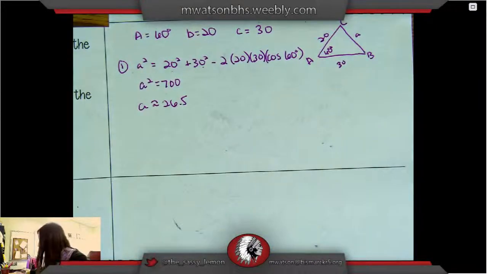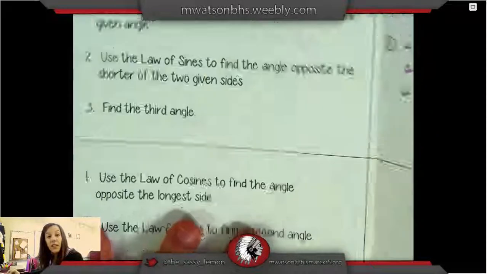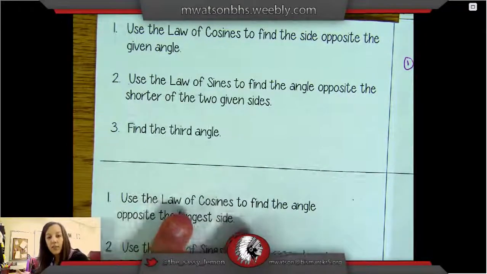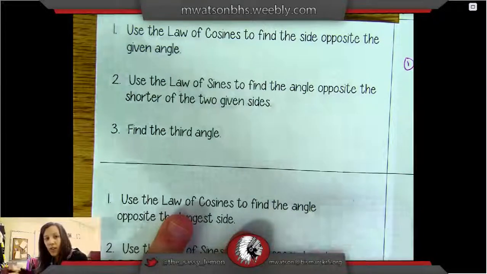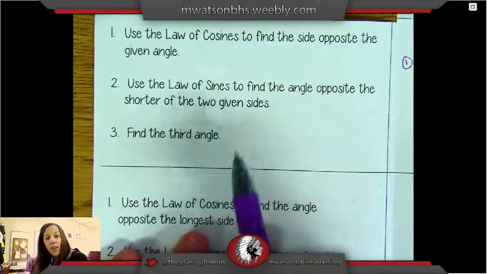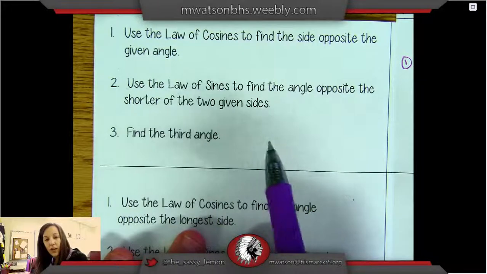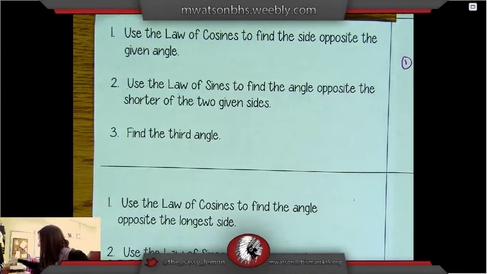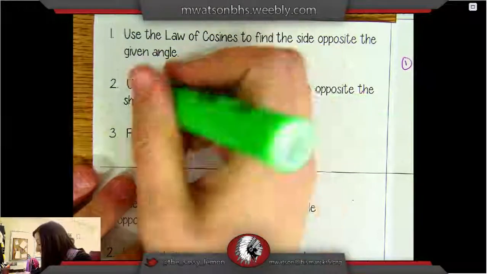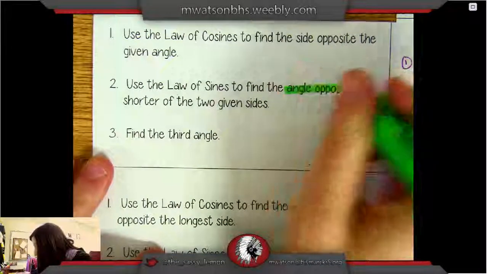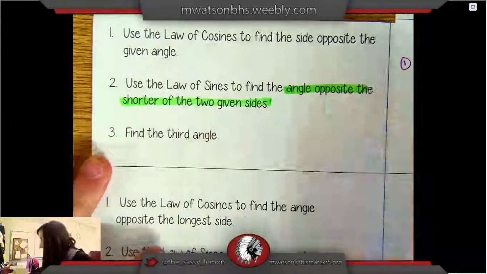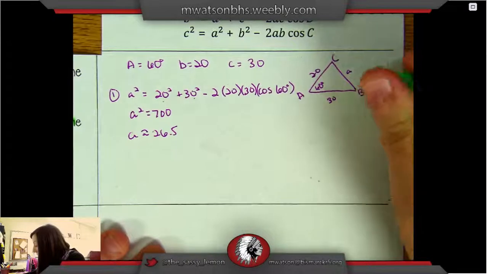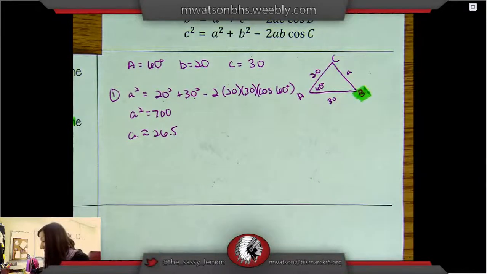Alright, so now we've got a known ratio. Now we're going to use the law of sines. Notice the law of cosines is just used to get us the information so we can use the easier one, which is the law of sines. It says use the law of sines to find the angle opposite the shorter of the two given sides. In this problem, the shorter side is 20, so we need to find this one second.